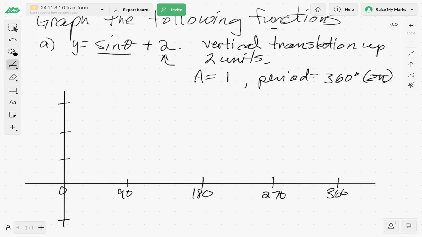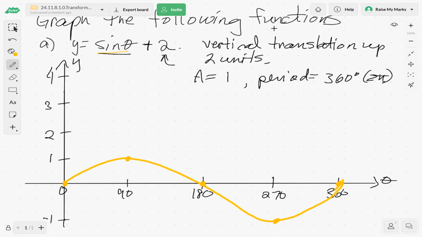along the vertical axis. I think we might be running out of space, but let's give it a try. 1, 2, 3, 4, y-axis and -1, horizontal axis is theta. And let's start by drawing in our sine function. So our parent function. Okay. So sine at 0 is 0, 90 it's 1, 180 it's 0, 270 it's -1, 360, 0. So this yellow curve is our sine function.